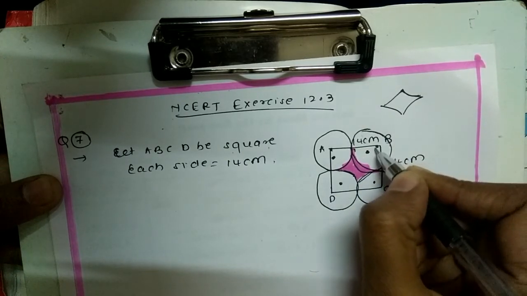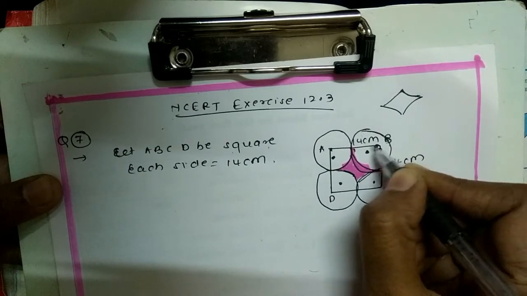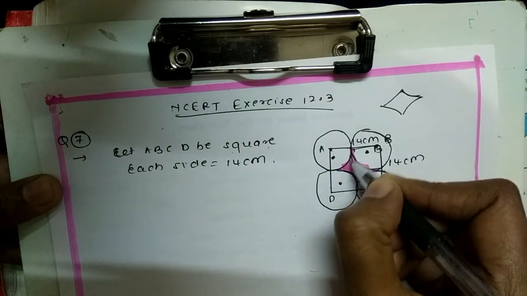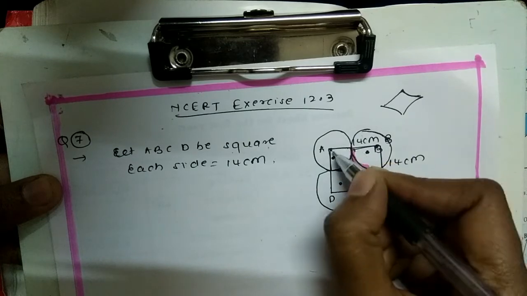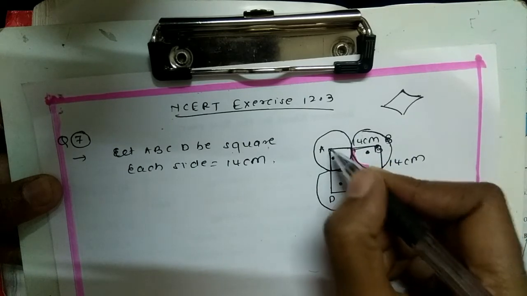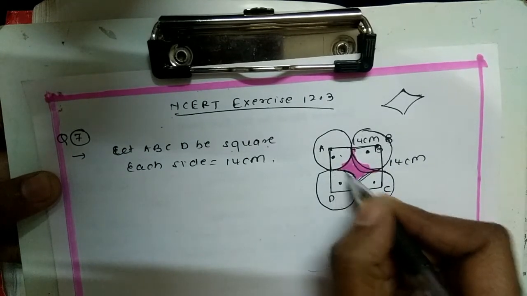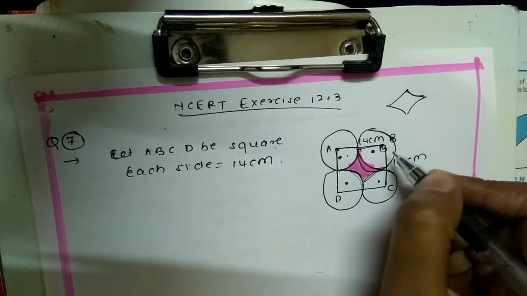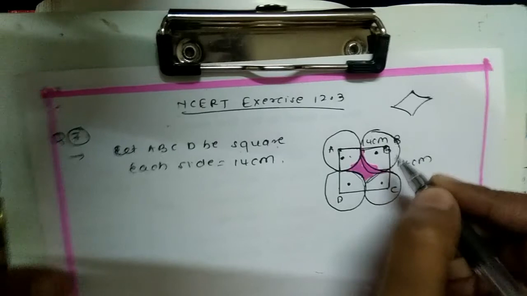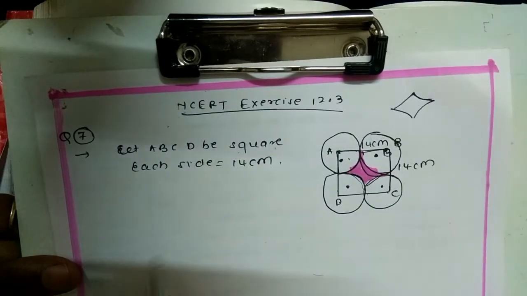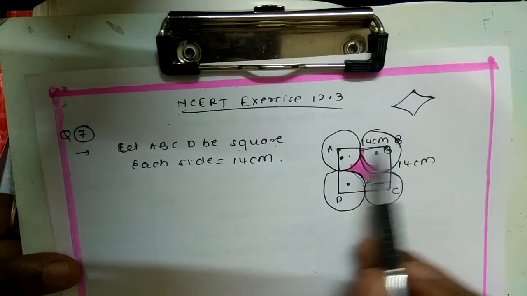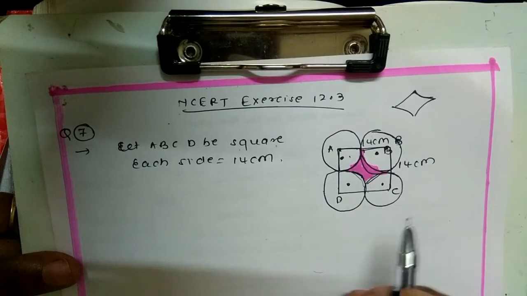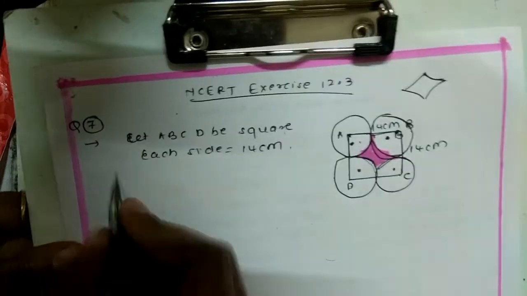So the extra area is nothing but the area of sectors. This is the area of the sector of center A, this is the sector of center B, this is the sector of C, and this is the sector of the circle with center D. So this sector area we have to remove. First of all, you have to find out the area of the square, and then you have to find out the area of these 4 sectors.